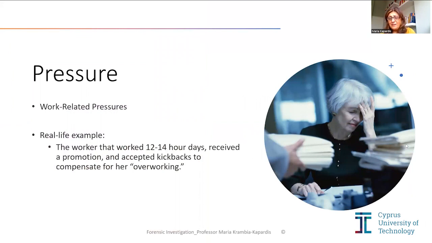Of course, there are other individuals that work so hard, they never go on holidays. And you think that they are very precious employees, but be careful of these employees that never take a sick leave. They never go on holidays. Their child might be sick, but they still come to work. They might be getting kickbacks. They may be committing fraud.